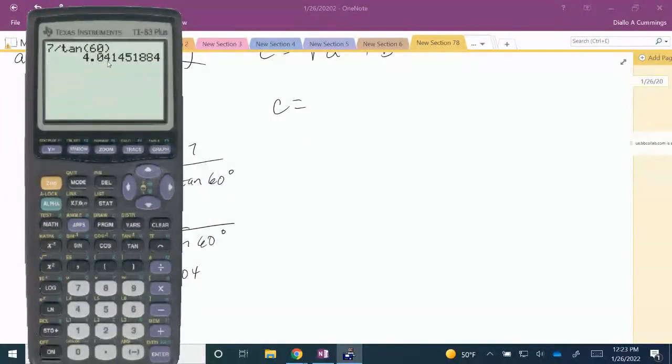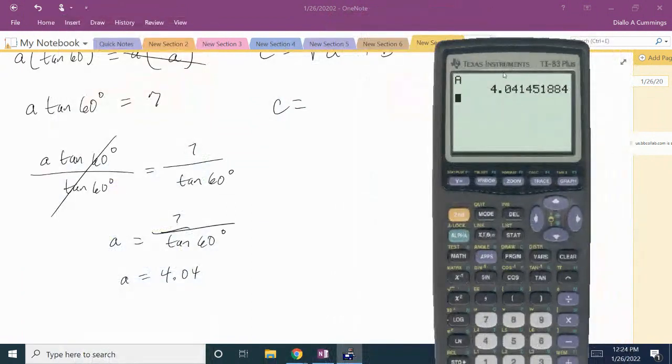So I'm going to capture this true value. I'm going to take this and store it. I'm going to hit STO and store that for A. I see that A is green and it's above math, so I'm going to hit alpha, then math, and that gives me A, and I hit enter. So whenever I recall A, it's going to give me that full value. Now I'm going to use that in the calculation.